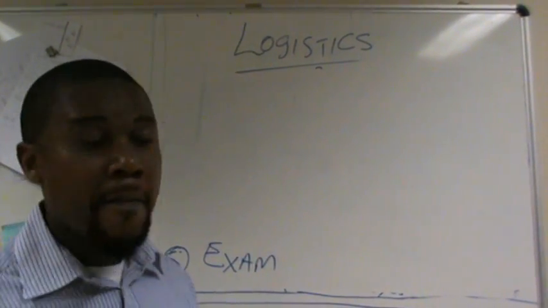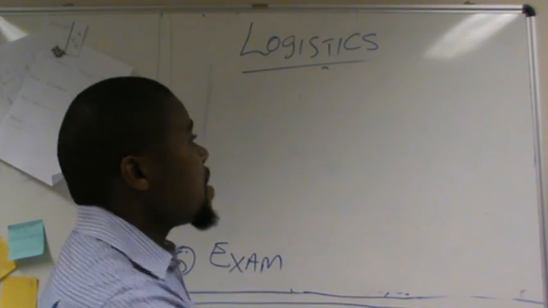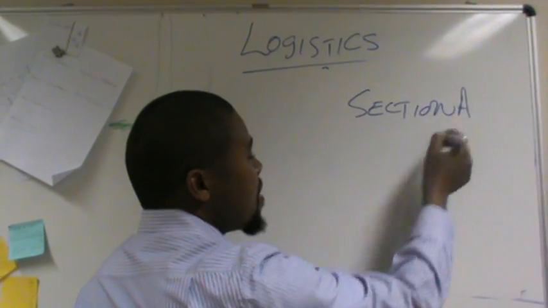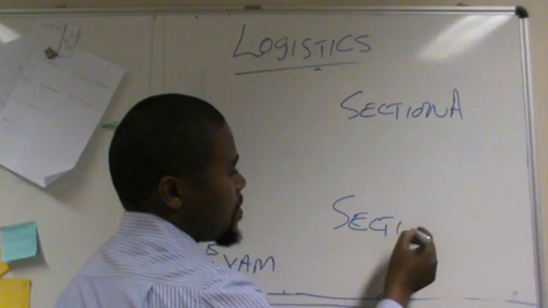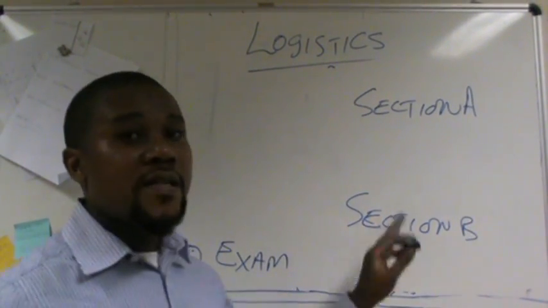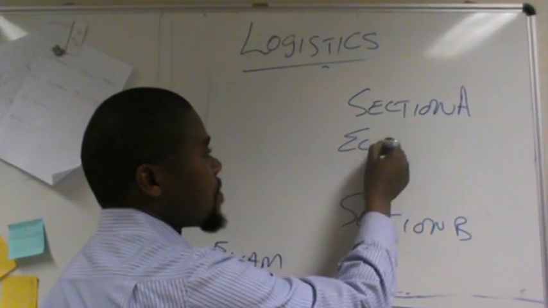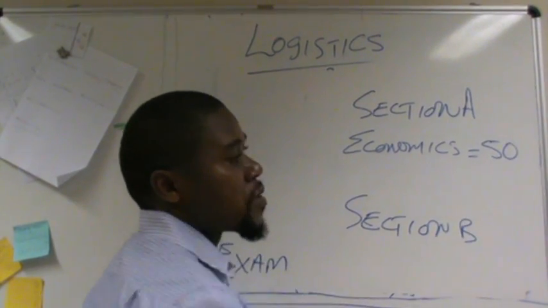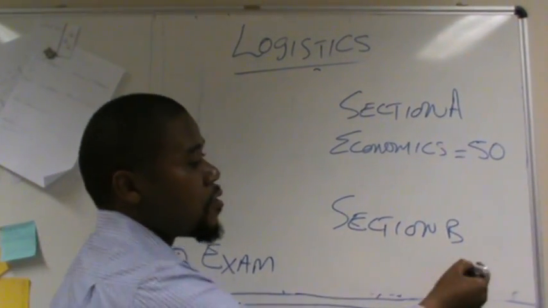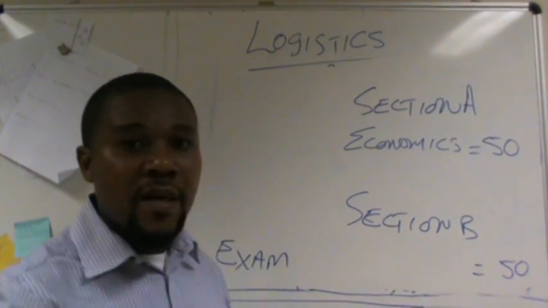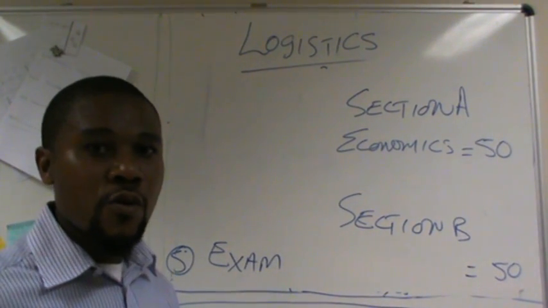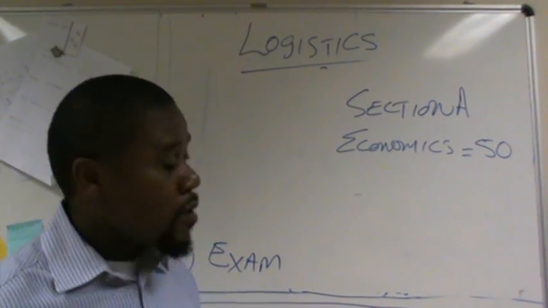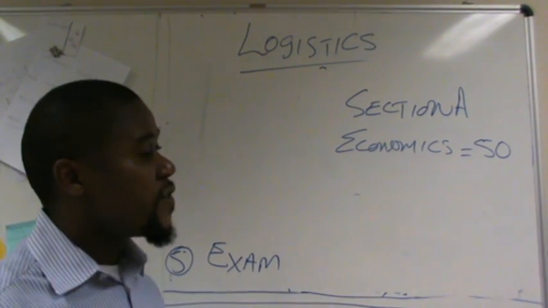Then the exam. The exam is divided into section A and section B. Section A is economics, and this section equals 50 marks. Section B also equals 50 marks, but Professor Smith is going to talk to you about what is going to be in section B.